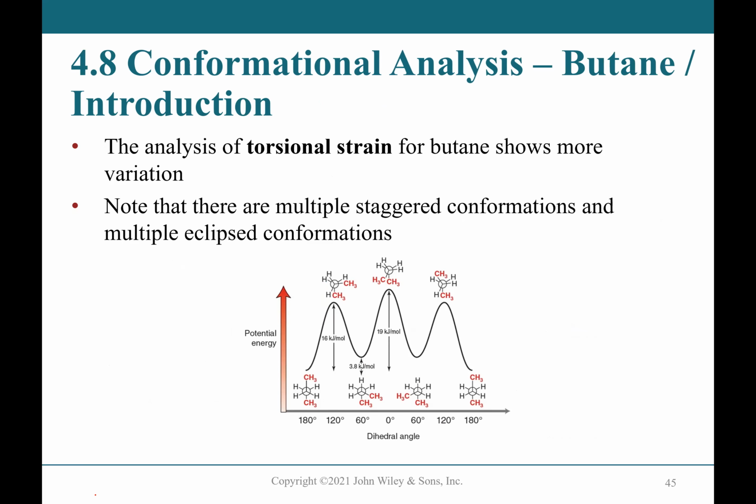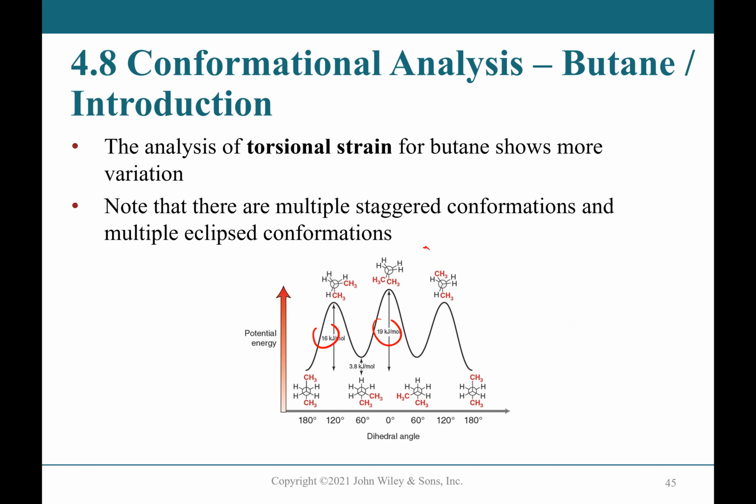Does the analysis of torsional strain for butane show more variation? Note there are multiple staggered conformations and multiple eclipsed conformations. So we went to butane now, and there are going to be multiple staggered and multiple eclipsed conformations. So you may ask yourself, why is this one 19 versus 16?